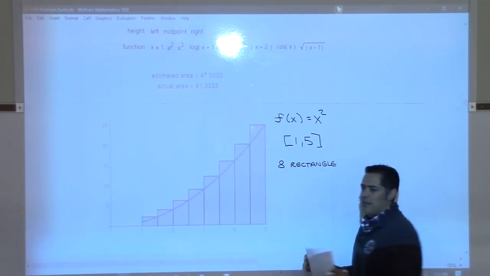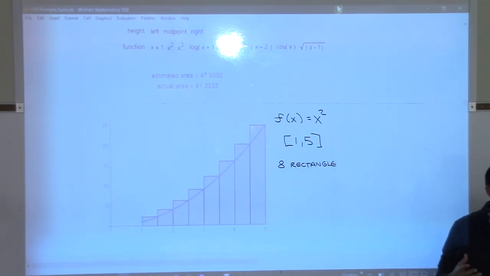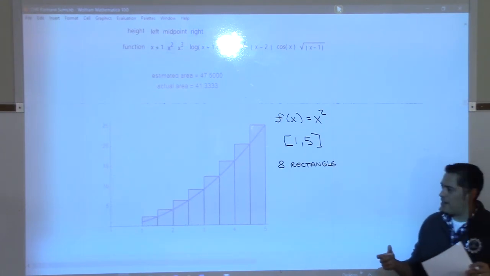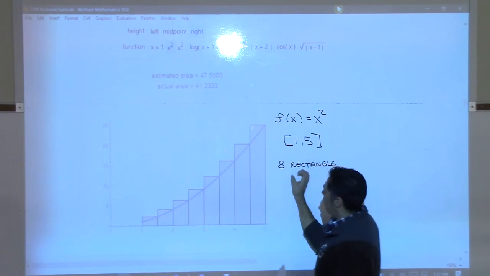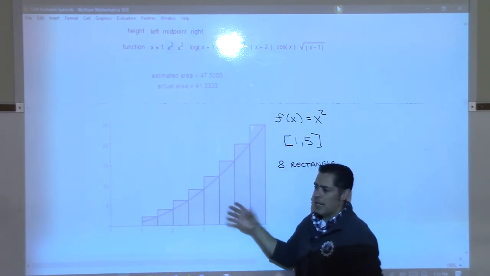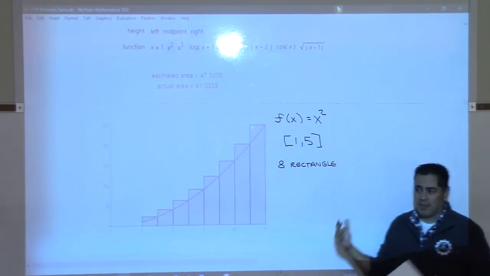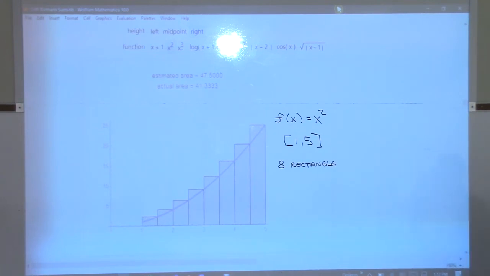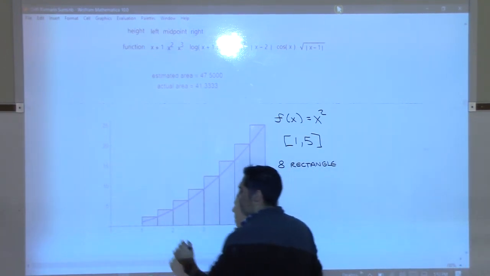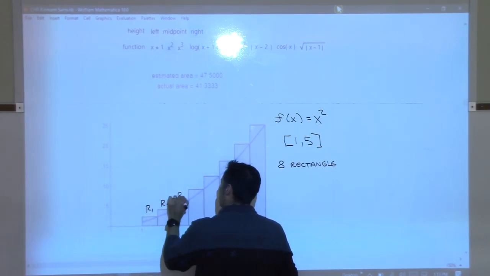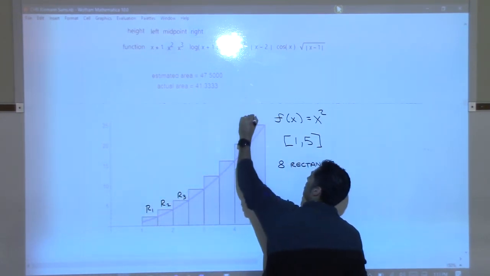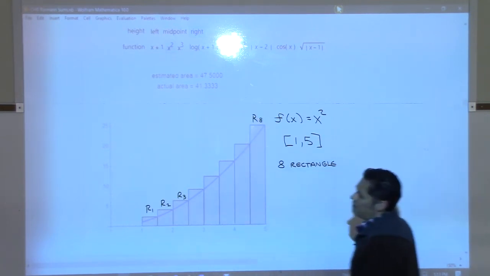So this is like the method of exhaustion that I talked about with the circle last time. We could sit here and try to calculate the approximate area using 8 rectangles under this curve and add up all those areas, right? So let's go about trying to do that. Let's call these rectangle 1, rectangle 2, rectangle 3, and so on and so forth. This will be rectangle 8.